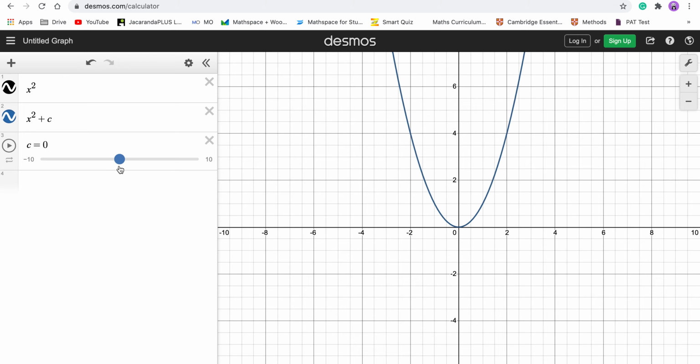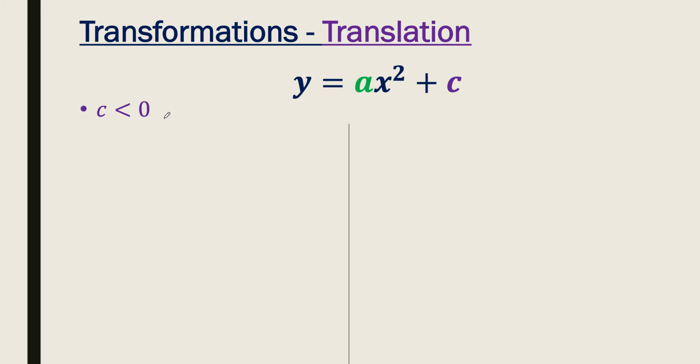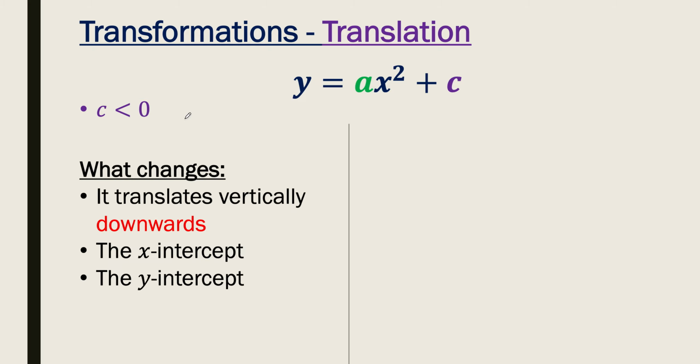Remember that when I have it at 0, it was barely touching the x-axis. As soon as I move it downwards, what happened? Look, now it does cross the x-axis, and in fact it crosses twice, here and here. So the x-intercepts are changing, the y-intercept is changing, the turning point is changing. Let's look up here. What happens when c is less than 0? It translates vertically downwards. So the x-intercept is changing and the y-intercept is changing.